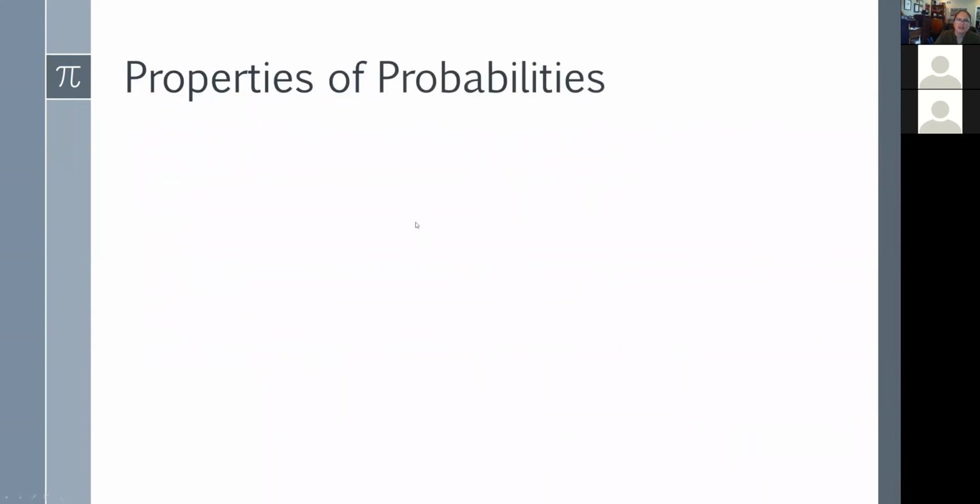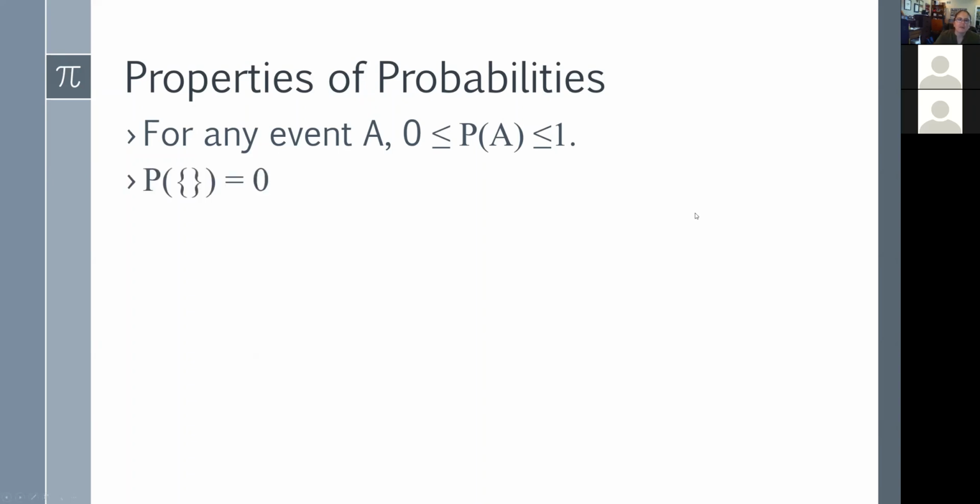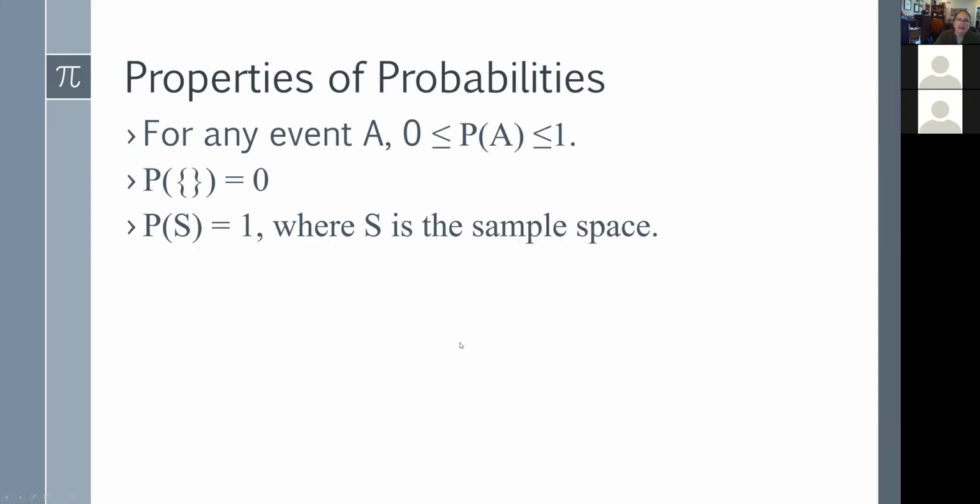Okay, and so that brings us to some different properties about probabilities. For any event, the probability of the event is going to be a number between 0 and 1. It could equal 0 or it could equal 1, but it can never be negative and it can never be bigger than 1. The probability of the empty set is equal to 0. There is no way for that to happen if there are no outcomes in the event. And the probability of the sample space is equal to 1.